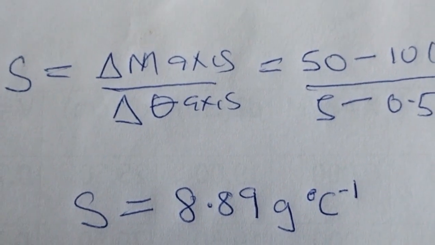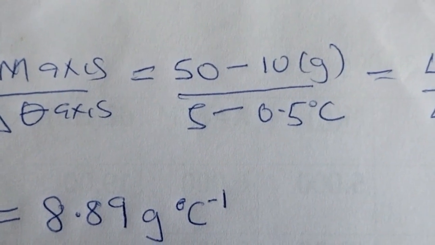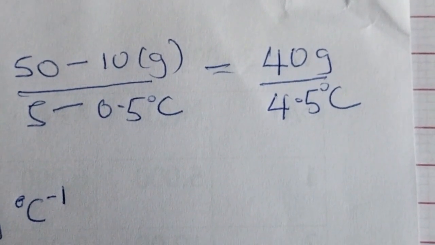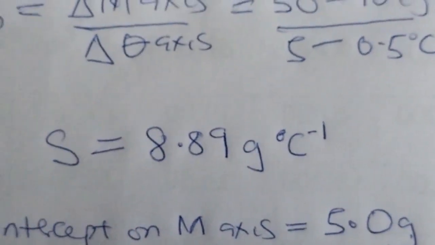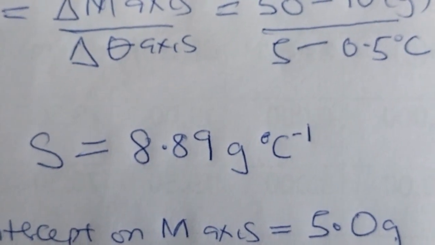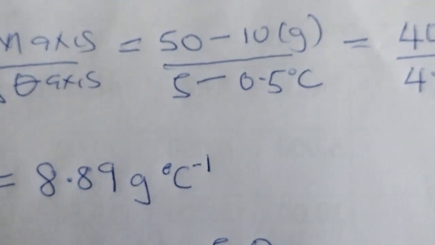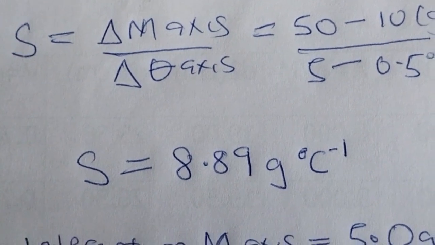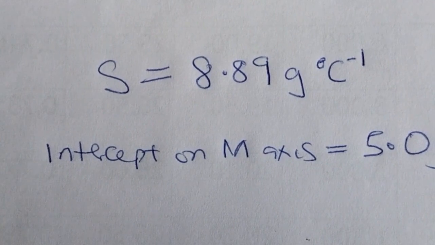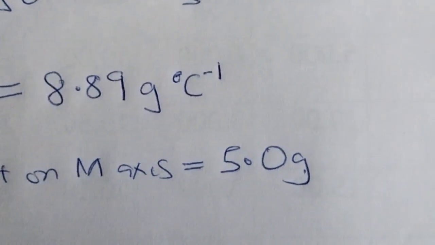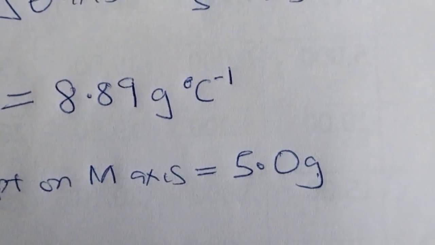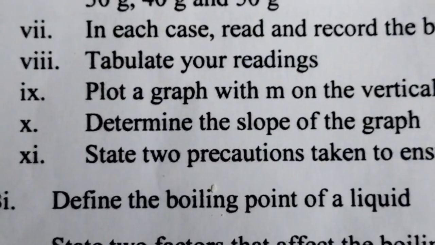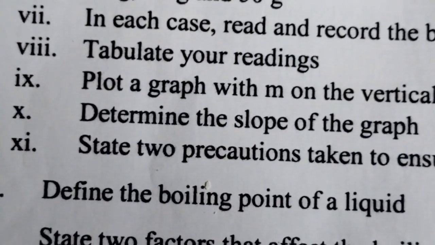So you can see our slope calculated: change on m-axis all over change on theta axis, 50 minus 10 in grams all over 5 minus 0.5 in degrees Celsius. That gives us 40 grams all over 4.5 degrees Celsius. When we divide, we'll have our slope as 8.89 gram per degree Celsius. Now, if you're asked to find the intercept on the vertical axis, the intercept on the m-axis is nothing but 5.0 grams.